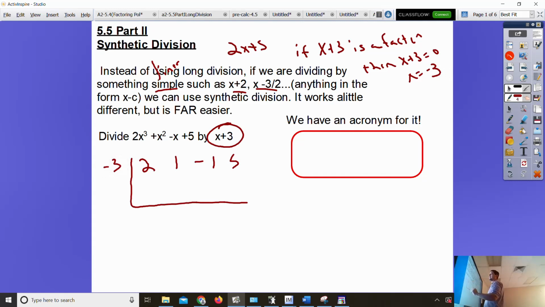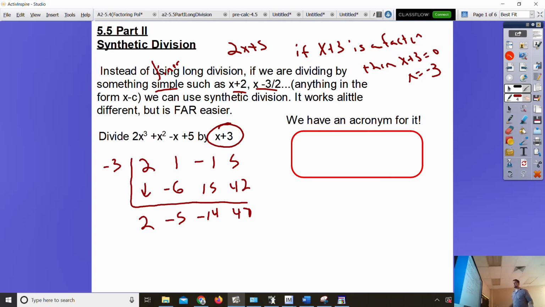I divide by negative 3. I change my sign. I drop the first term, and then I multiply. I get negative 6, and then I add. I get negative 5, and then I multiply, get 15, and then I add, getting 14 negative, and then I multiply, 42, and then I add to get 47. Now I'm not doing this in class, so nobody can tell me if I made a mistake or not, so I'm going to double check myself. I dropped the 2, I multiplied, I added, I multiplied, I added, I multiplied, and I added.